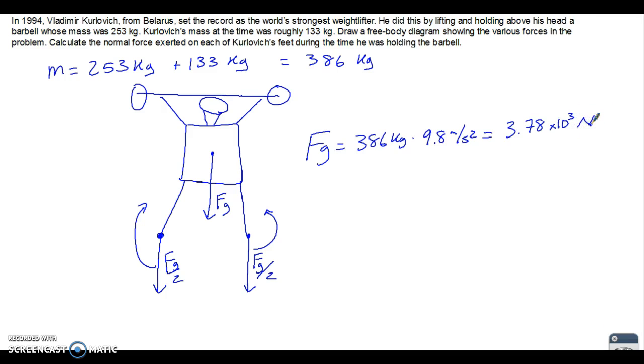And then that's the sum of both the left and the right foot normal. And so the normal force on each of those feet is going to be equal to half of that, which is 1.89 times 10 to the 3rd newtons.